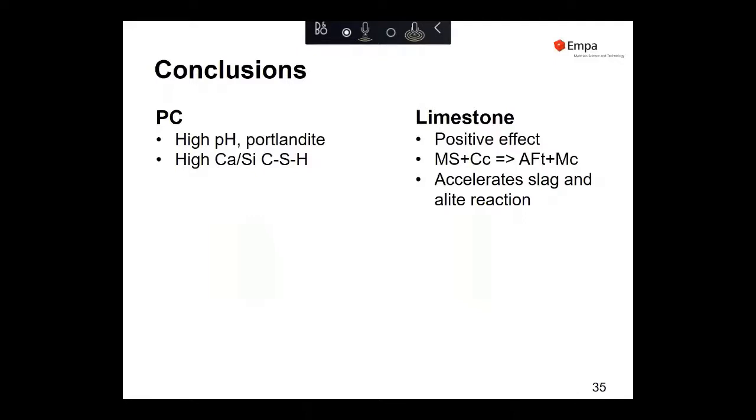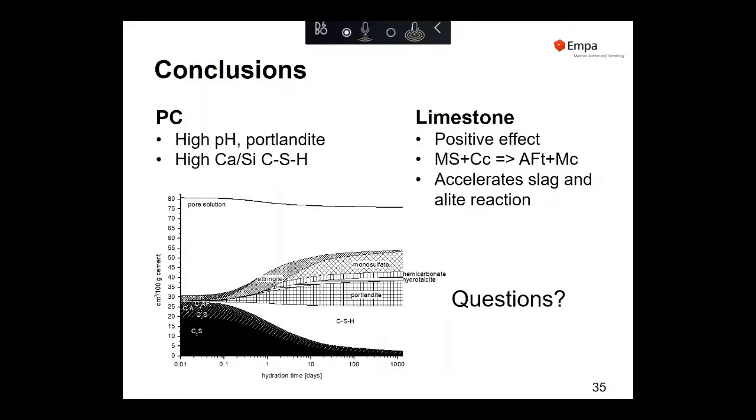Maybe just some short conclusions. A Portland cement has a high pH, it contains a lot of portlandite, and it has a high calcium to silica ratio in the CSH. If we add limestone, we can have a positive effect because we form ettringite and monocarbonate, and limestone can accelerate slag and fly ash reaction because it lowers aluminium concentrations.